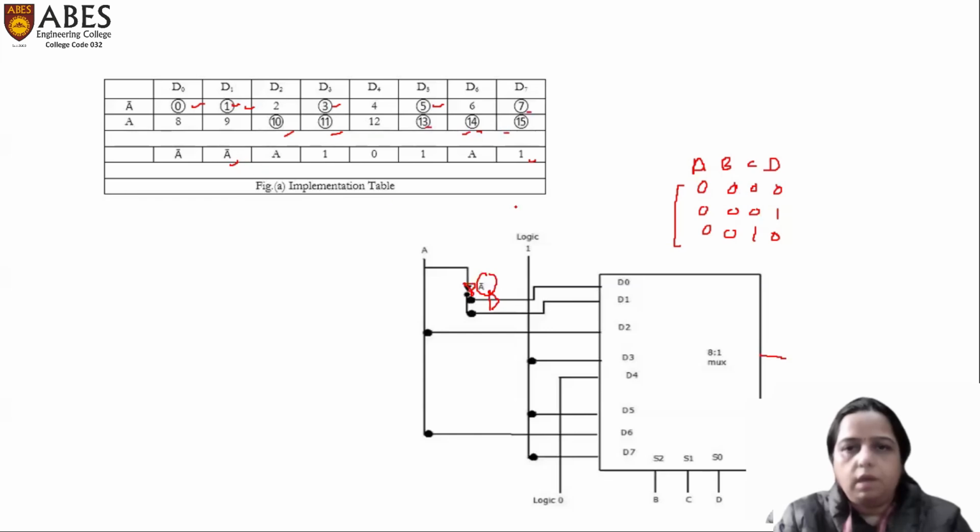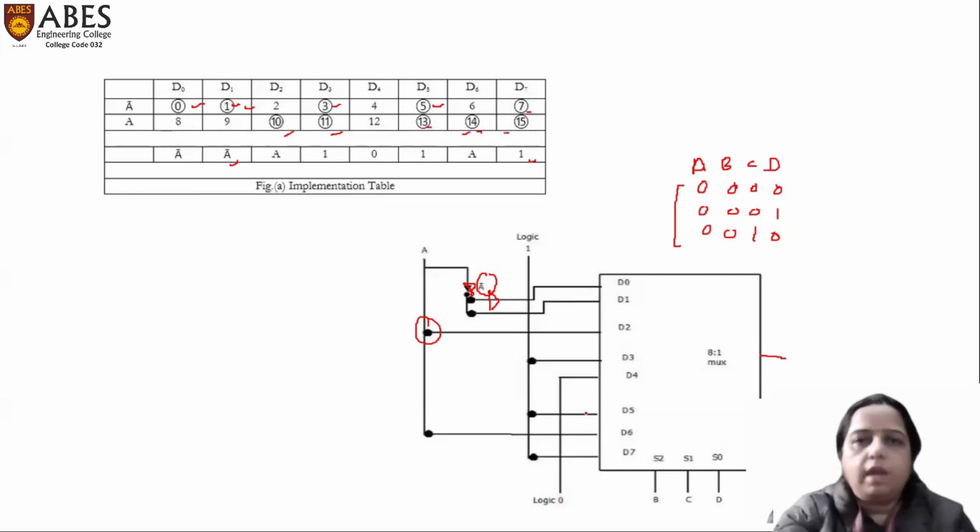D1 is again connected to A bar. Then D2 is directly connected to A. Then D3 is connected to logic 1. D4 is connected to logic 0. D5 is connected to logic 1. Then D6 is connected to A, and D7 is again connected to logic 1. So this is the designing or the implementation of the function using 8:1 multiplexer.